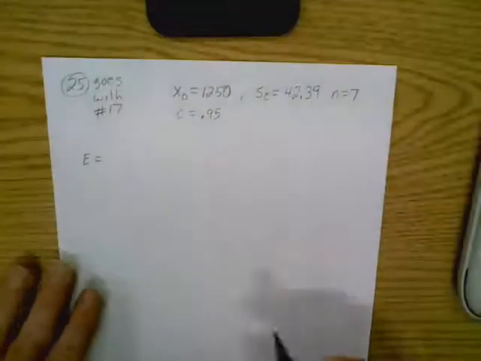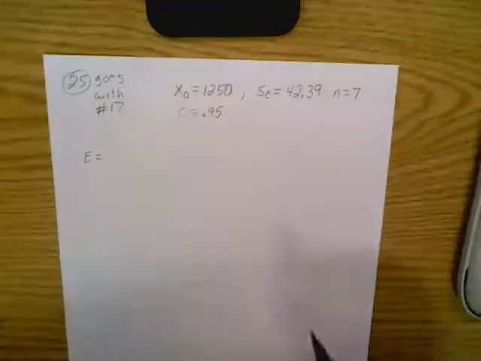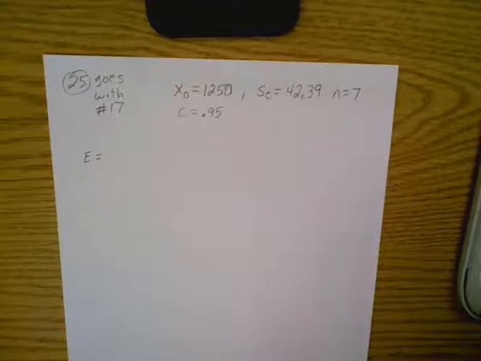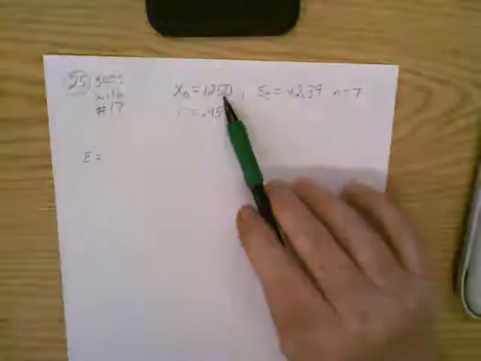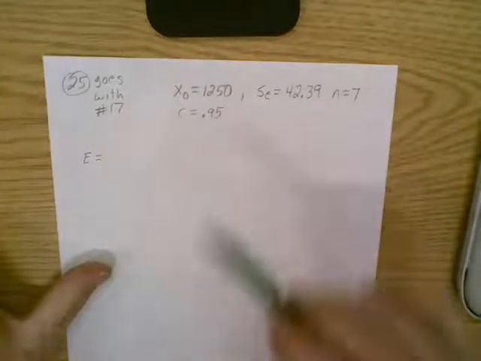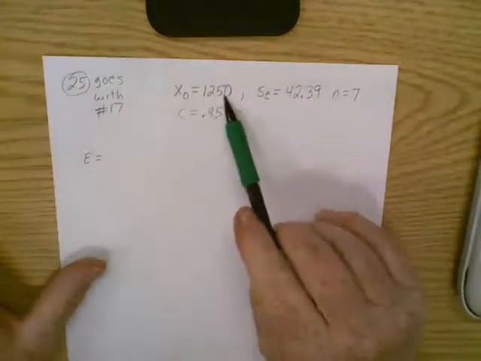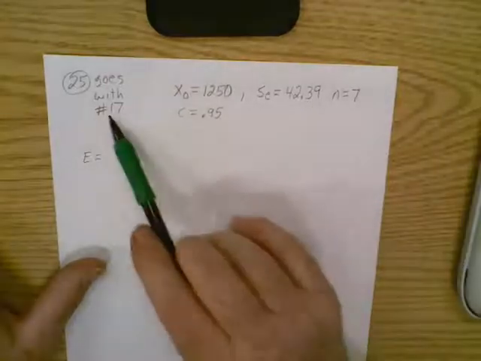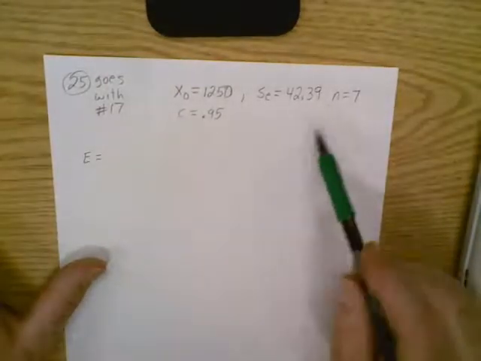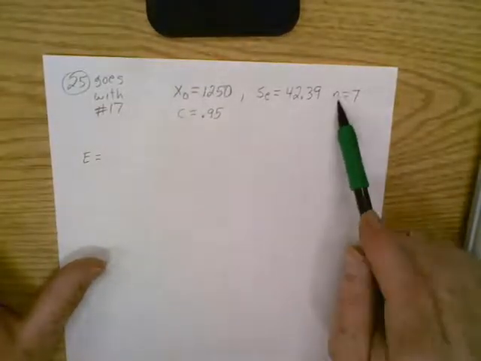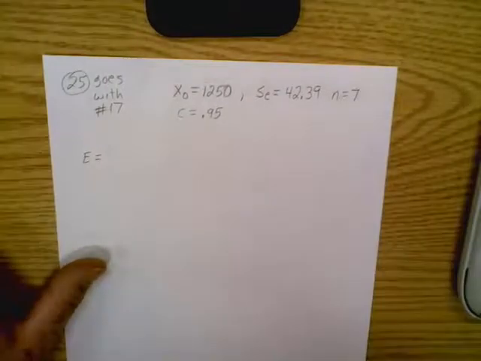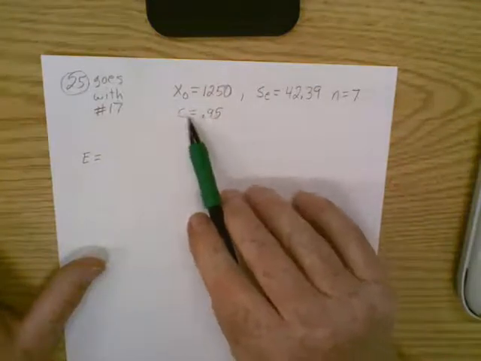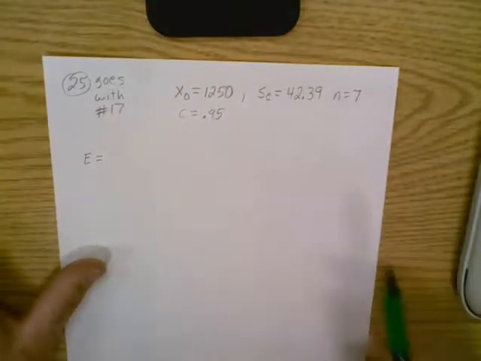All right, for 25 to get the interval, first we got to find E. I lost my chart. I've written down all this stuff. In 25 they said they want us to predict at 1250. The SE that came from number 17 was 42.39. For number 17, N equaled 7. And they said that they want our confidence interval to be 0.95.